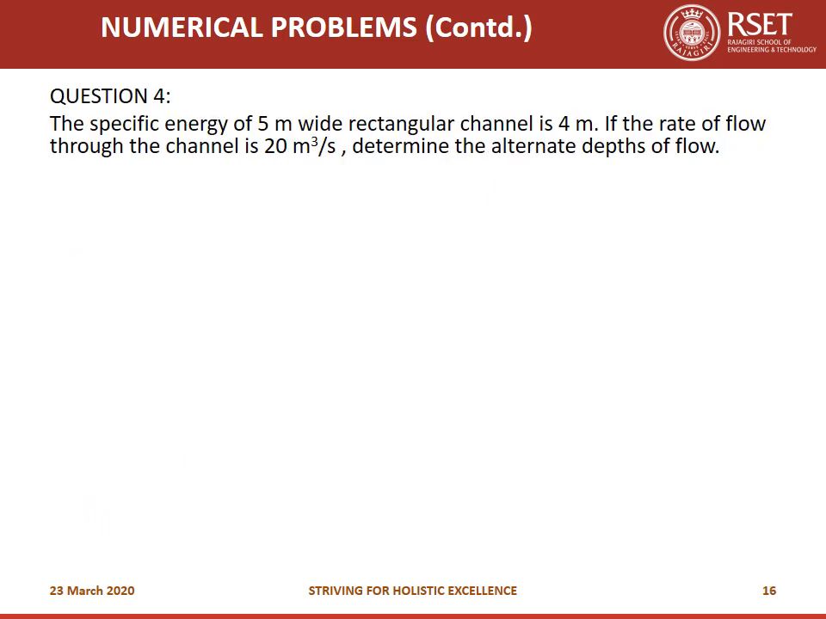This is supposed to be question 4. Specific energy of a 5 meter wide rectangular channel is 4 meter. If the rate of flow through the channel is 20 meter cube per second, determine the alternate depths of flow. We all know that corresponding to one value of specific energy, there are two different flow depths. They've given that the value of specific energy is 4 meter, and the width of the channel to be 5 meter. The discharge is given, so small q can be found out. Now, you can find out the alternate depths of flow.